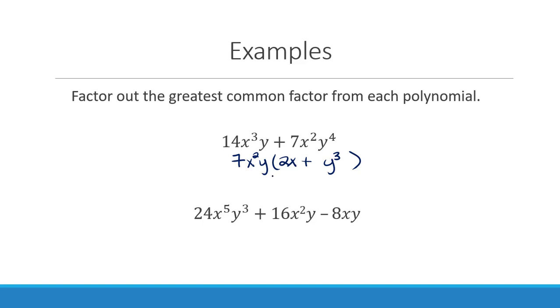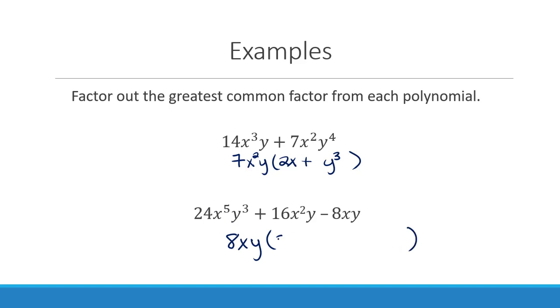Let's look at an example with 3 terms. 24, 16, and 8. What's the largest number that would go into all 3? That would be 8. My x's, you have to look at all 3 terms here. This is a 5, 2, and a 1, so just 1. The y's, it's a 3, 1, and a 1, so the lowest exponent would be 1. I'm going to draw a little larger set of parentheses here.